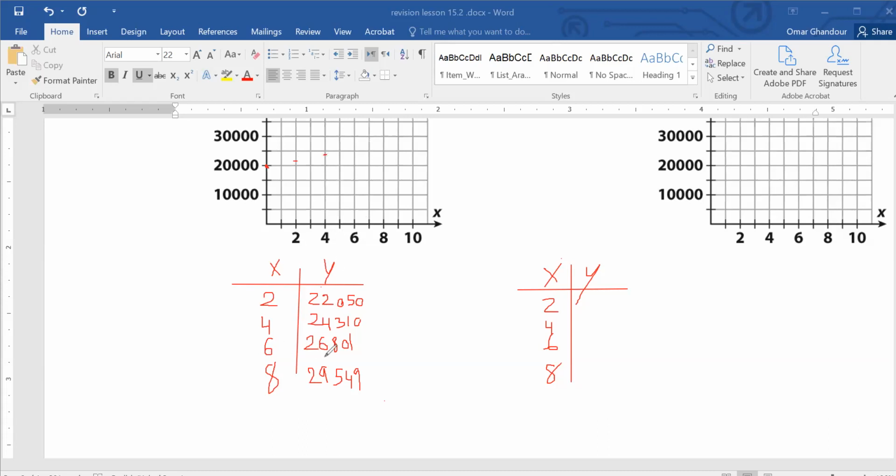And then 6 and 26. 26 will be slightly above 25. So 6 and 26 we can write in here, for example. And then I have 8 and 29. So 29 will be just below the 30. So in here, for example.